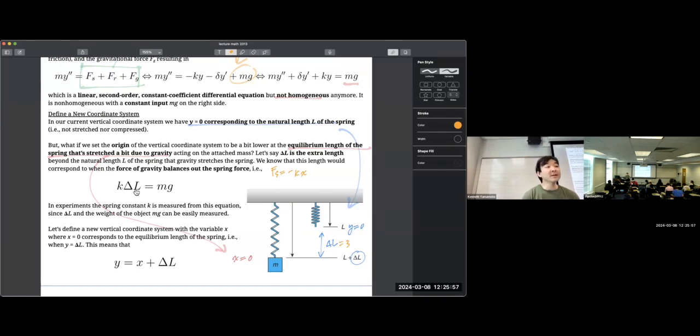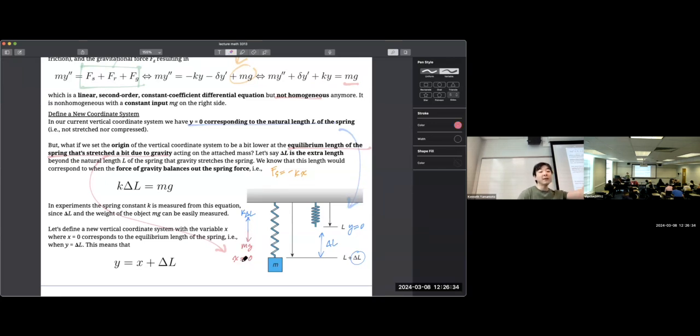And the larger your delta L is, the larger your spring is being stretched, the greater your spring force is. Because let's say your delta L, instead of 3, was equal to 10, then you're going to have a spring force that's K times 10 upwards, right? So how much it stretches, the delta L, is going to be a balance between gravity and the spring force. The spring force is going to try to pull this up by K delta L, whereas gravity is trying to pull this down by mg.